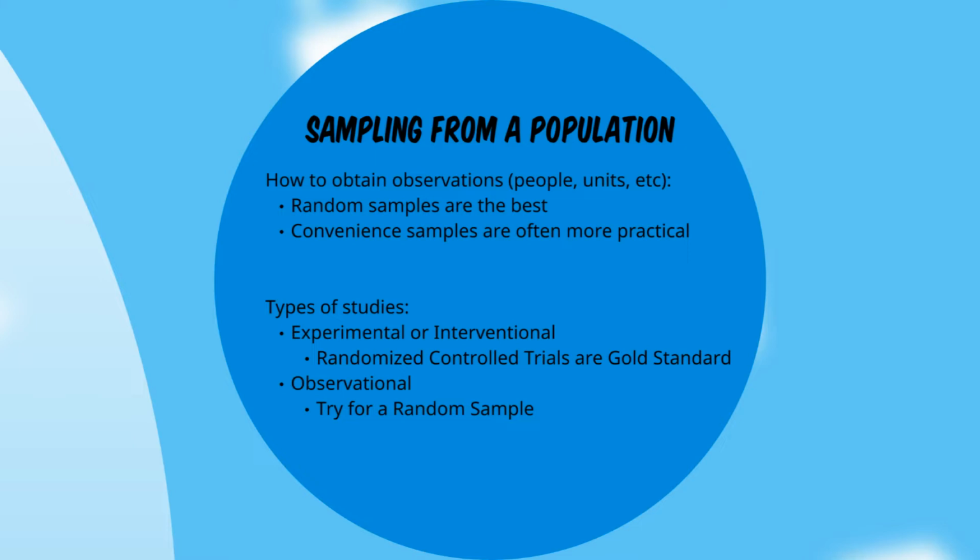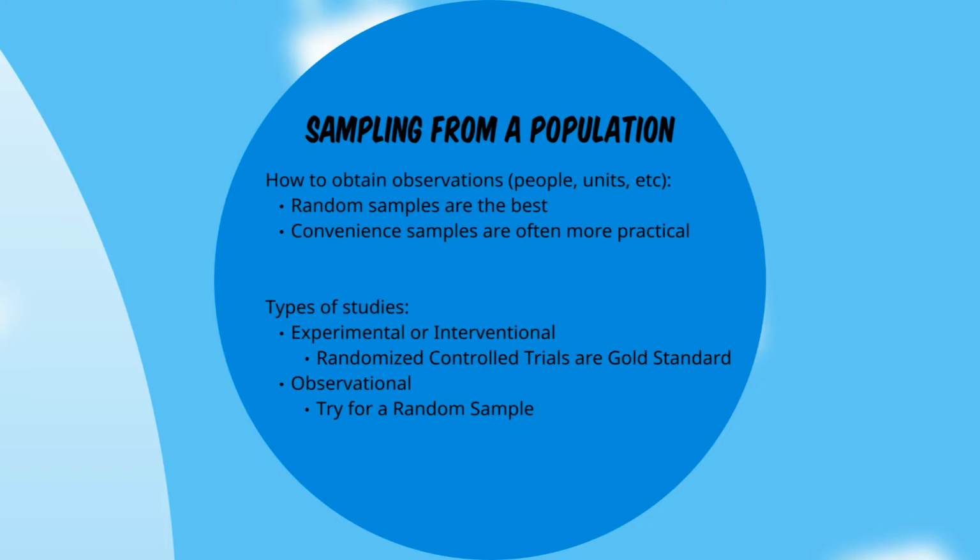Oftentimes, convenient samples are more practical. If you are operating with a convenient sample, try to sample as many different types of people or from as many different locations as you can. There are two types of studies. Experimental or interventional is one, with the randomized controlled trial being the gold standard.